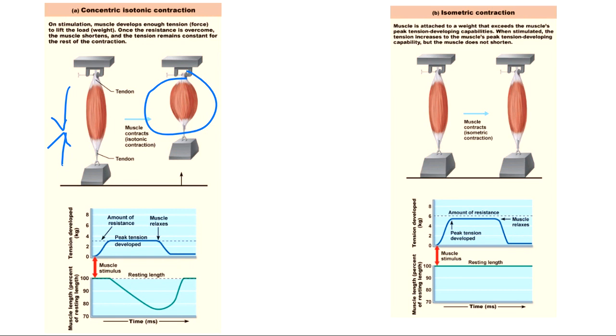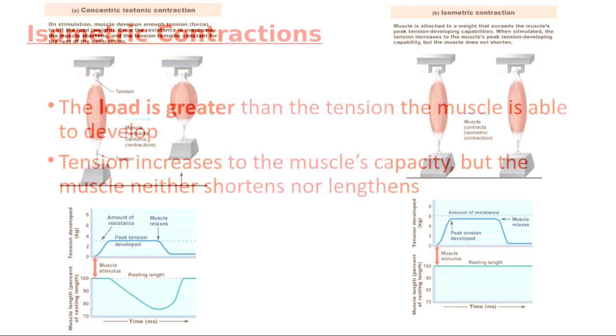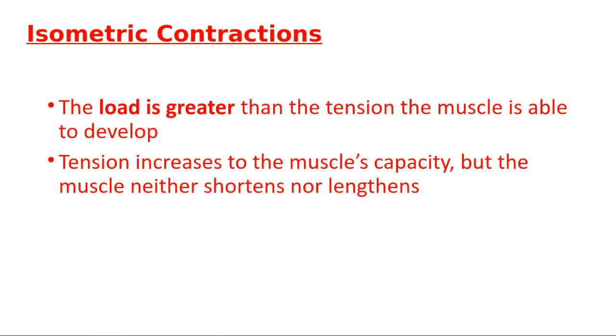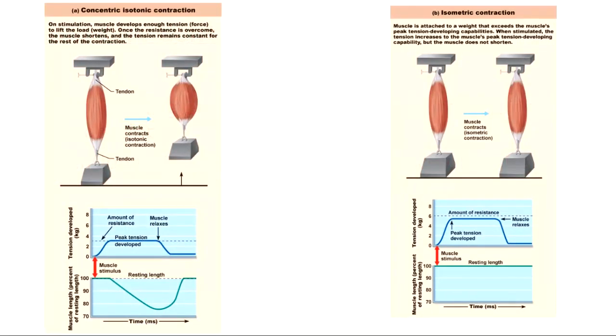On the other hand, in an isometric contraction, the word iso means same, and metric meaning the shape. So in this case, the shape of the muscle stays the same. So there is contraction going on, there is tension being produced, but the tension produced is not enough to lift the weight. So the muscle remains with the same length. There is tension being produced, but the tension does not lift the weight.